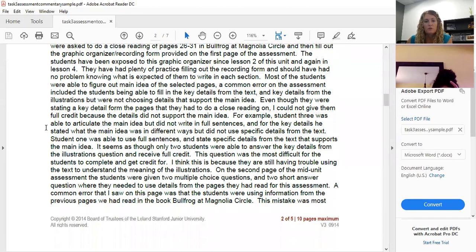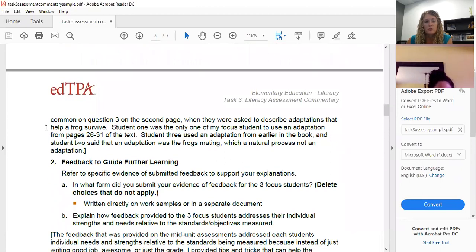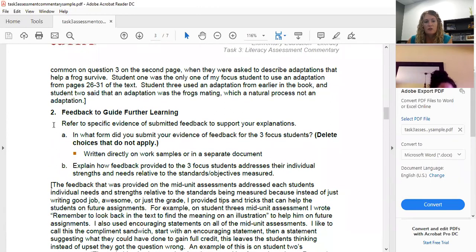So definitely read through these. We're not going to go through these all right now, but you see how it gives you a specific piece of instruction. Refer to specific evidence of submitted feedback to support your explanations. So this is where you're referring to evidence in the student completed assessment, those work samples that you have.